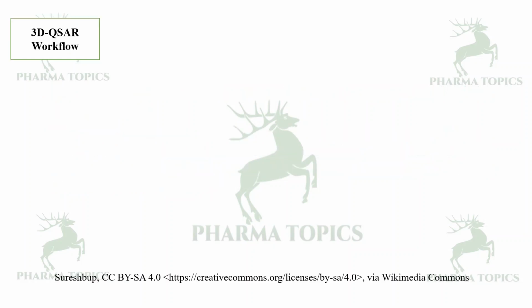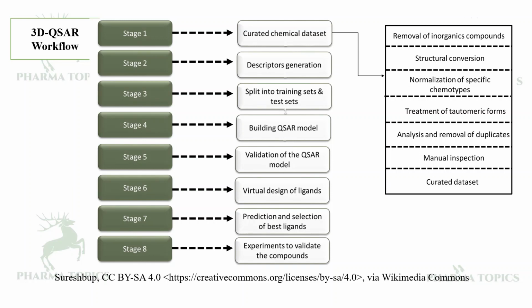Let us see the 3D QSAR workflow. There will be around 8 stages in the 3D QSAR. In stage 1, it is curation of the chemical data set. Curation means removal of inorganic compounds, structural modifications, treatment of tautomeric forms, then manual inspection, and analysis and removal of duplicates. That is the pre-preparation, and then you get a curated data set.